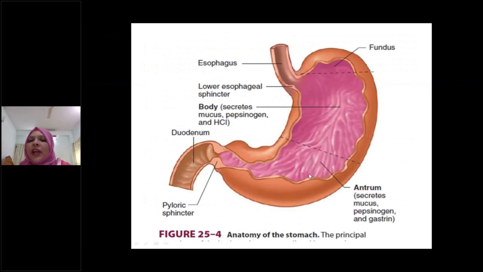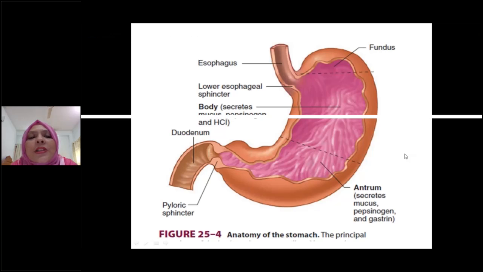See the figure of stomach. This is fundus of the stomach. This is body of the stomach, and this is antrum of the stomach. See here, body of the stomach secretes mucus, pepsinogen, hydrochloric acid, and see antrum secretes mucus, pepsinogen, gastrin, and also somatostatin. G cell secrete gastrin, and D cell secrete somatostatin. Somatostatin also comes from where?